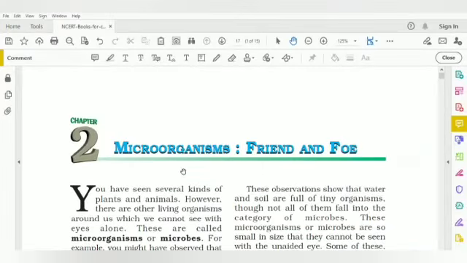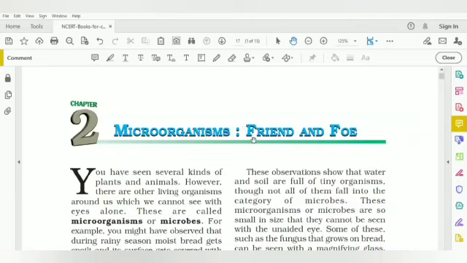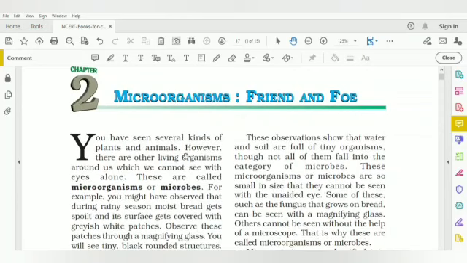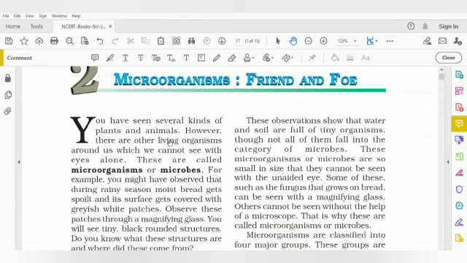So guys, this is our chapter Microorganisms, Friend and Foe. This is chapter 2 from the NCERT book. So let's talk about what is a microorganism first. Organisms that are so small that they can be seen only through a microscope are called microorganisms or microbes. They are seen through microscopes because they are so small.